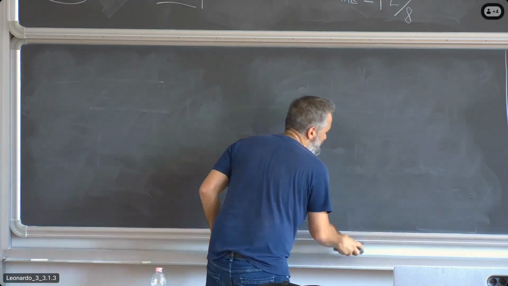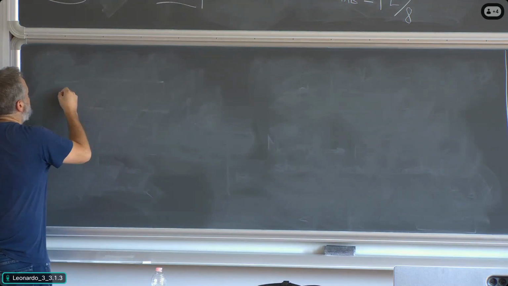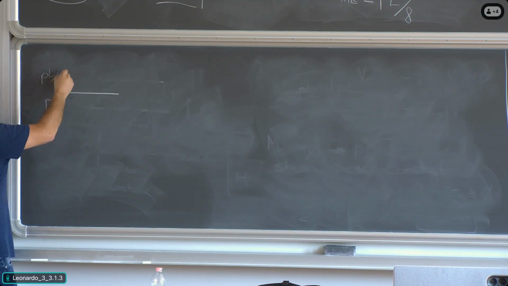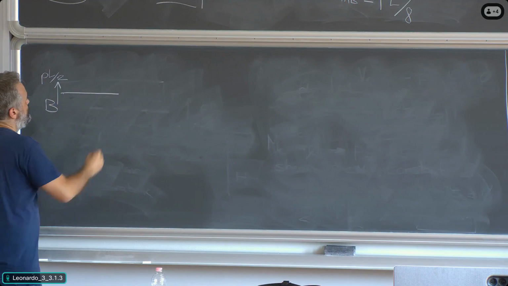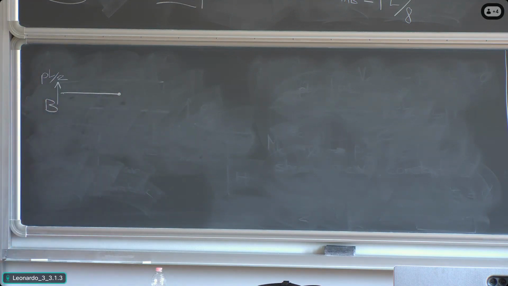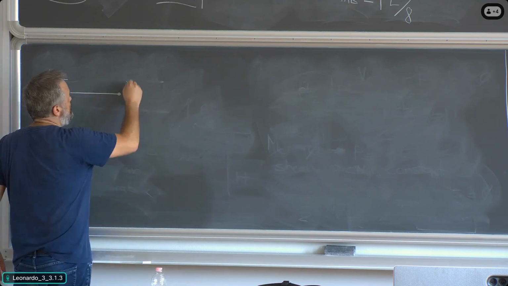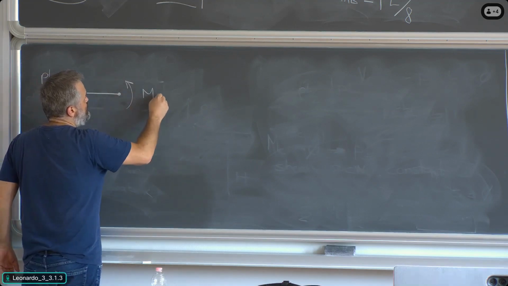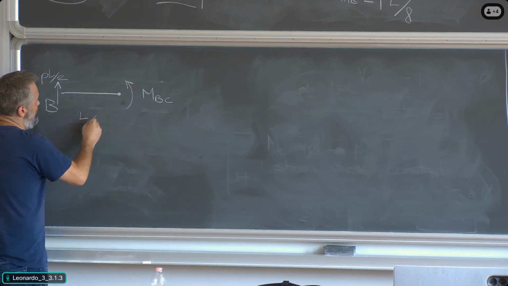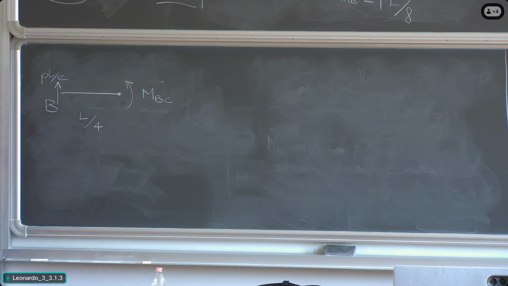What happens with BC? Same way of thinking. We start from the left. At point B, we have PL divided by 2. We get to midspan, where there is moment MBC. How much is half of the beam? In this case, it's L divided by 4.